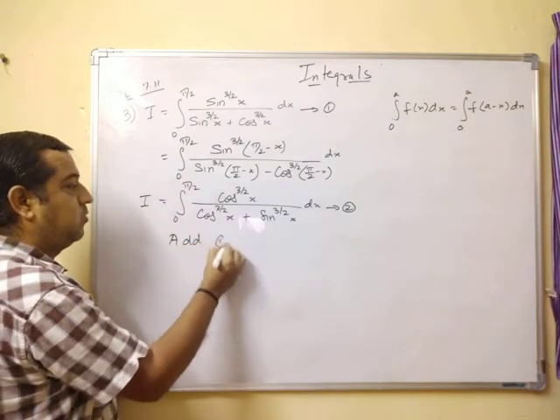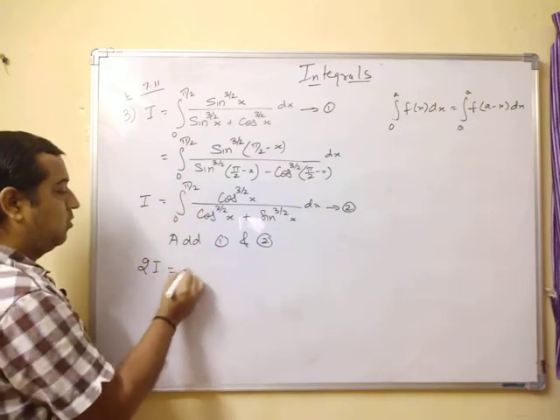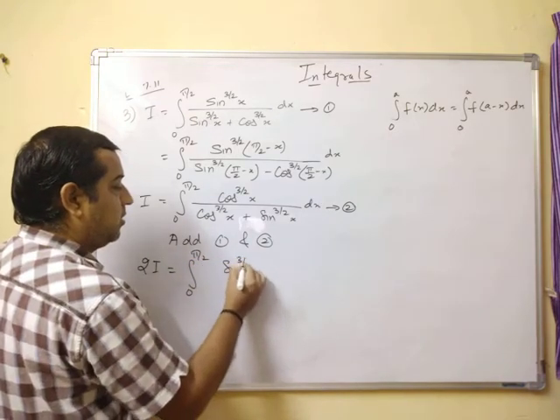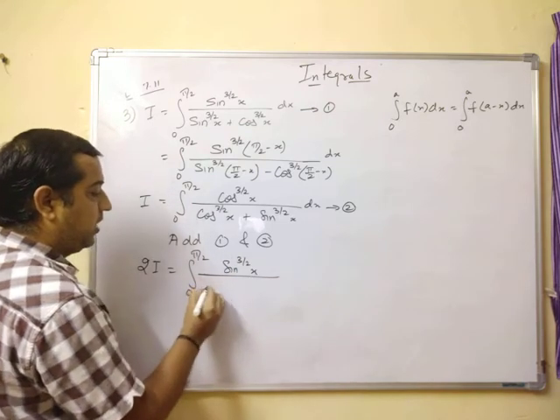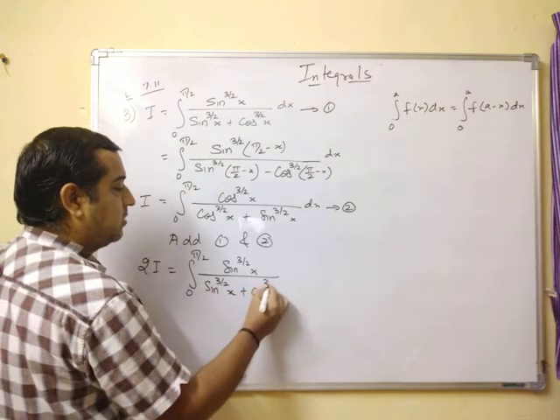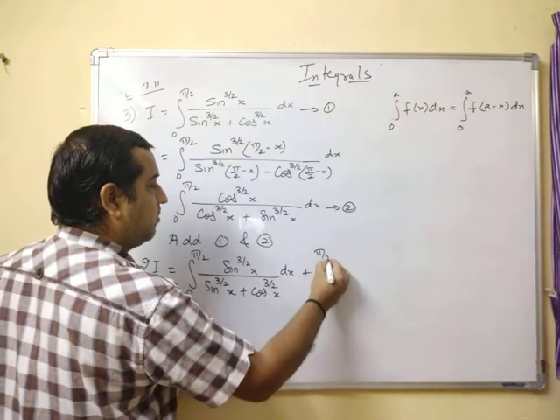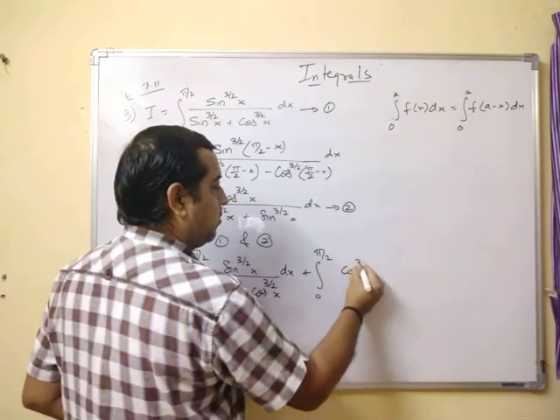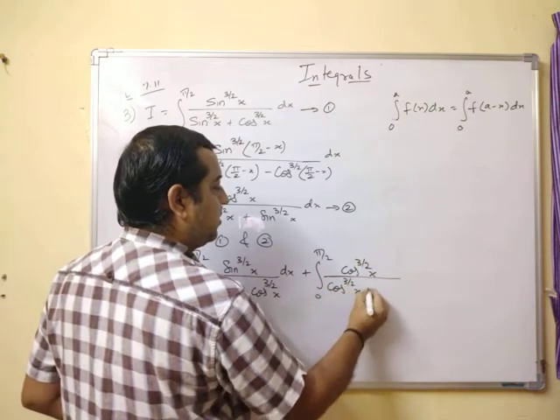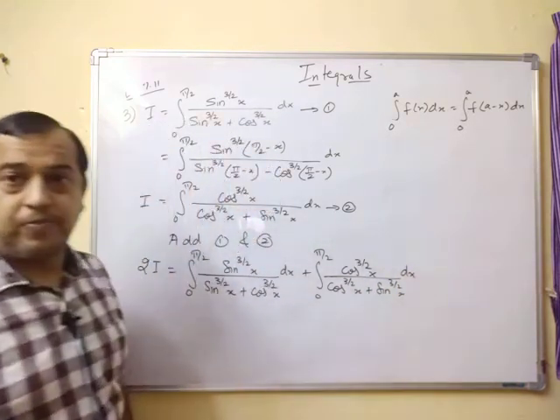Add 1 and 2. I plus I gives you 2I. You get integral from 0 to pi by 2, sin to the power 3 by 2 x upon sin to the power 3 by 2 x plus cos to the power 3 by 2 x dx, plus integral from 0 to pi by 2, here you get cos to the power 3 by 2 x upon cos to the power 3 by 2 x plus sin to the power 3 by 2 x dx. Okay, clear?